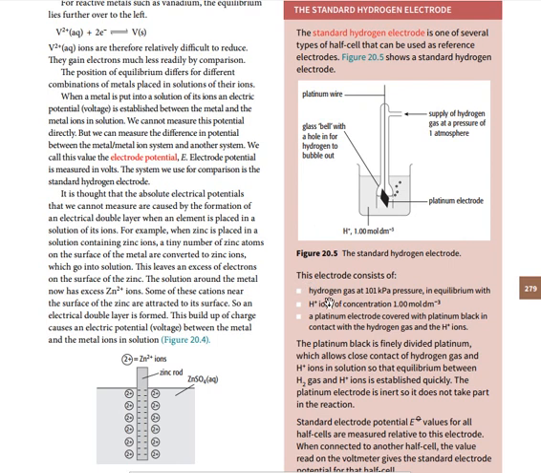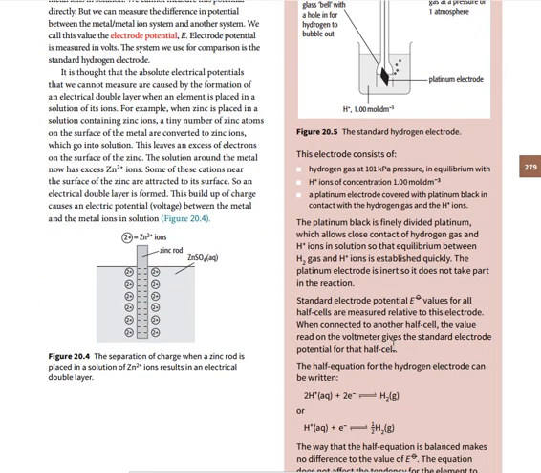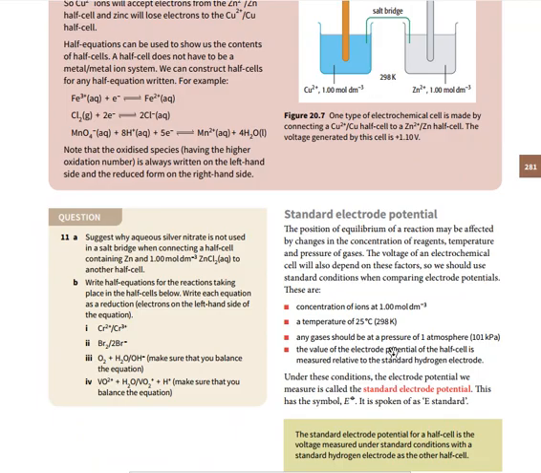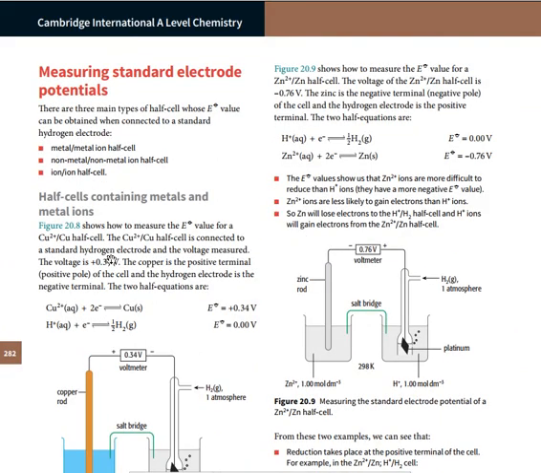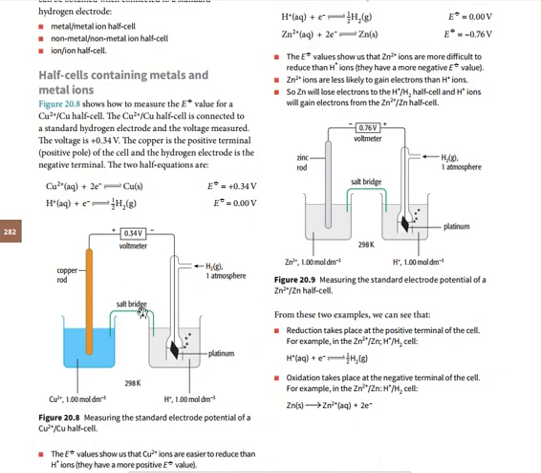This electrode consists of hydrogen gas at exactly 1 atmosphere, which corresponds to 1.013 times 10 to the power 5 pascals. We have a hydrogen ion concentration of 1 mole per dm cube. We have a platinum electrode covered with platinum black in contact with hydrogen gas and hydrogen ion. So these are the points to note. This is what makes up the hydrogen electrode.